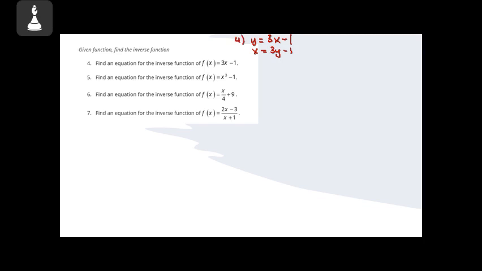Now I need to solve for y. So I'm going to add 1 to both sides. So I have x plus 1 equals 3y. And then to get y by itself, I need to divide by 3. So x plus 1 over 3 equals y, which is the inverse function. So x plus 1 over 3 is the inverse of f of x.